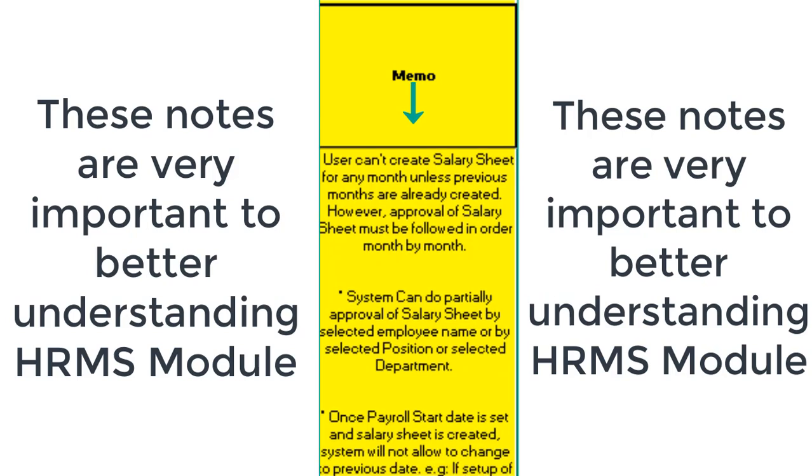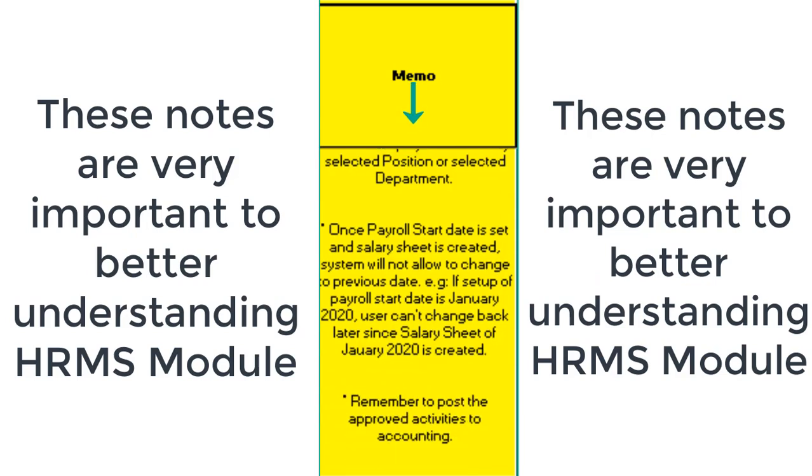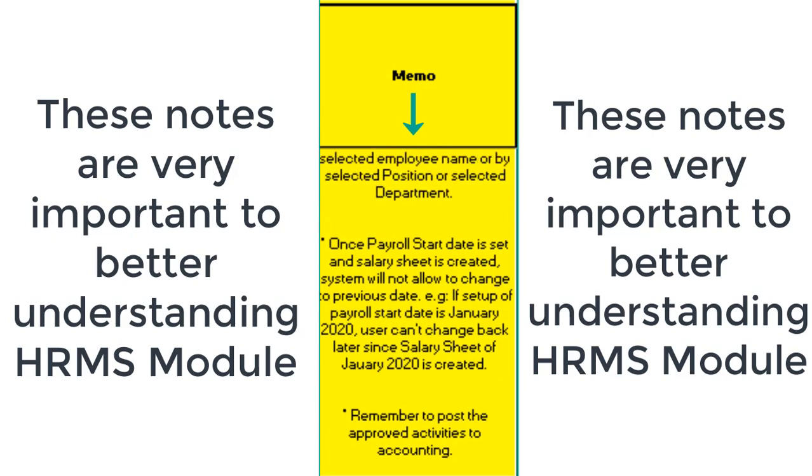And it's possible also to approve the salary sheet depending on the different departments, positions, employees. So keep in mind that it's not only the entire salary sheet for all employees that will be created. No, you can split that depending on different positions, months, and employees. And always make sure that once you set the start date of the payroll, the salary sheet will be created based on that date, and you cannot later change it again since the salary sheet will already be created.